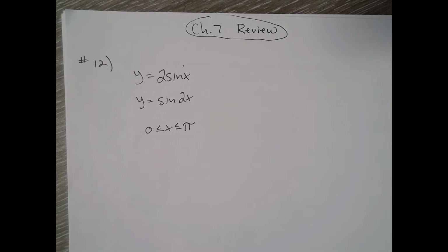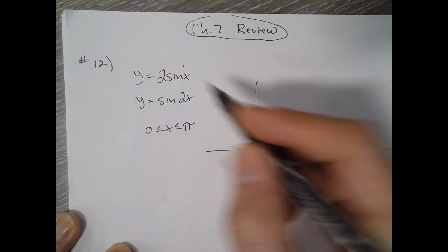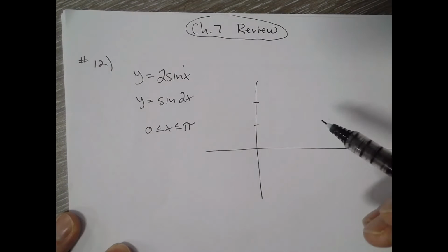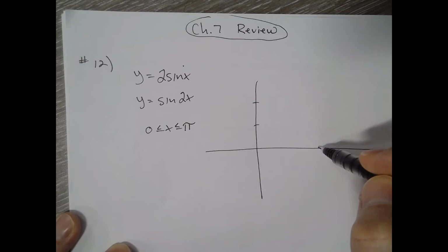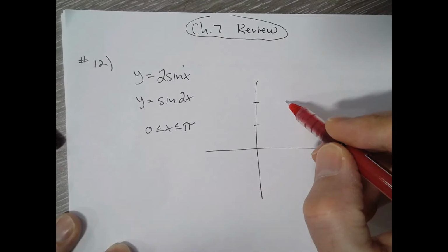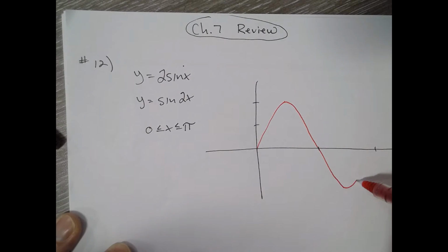Alright, Chapter 7, Review number 12. We're trying to find the area of the region enclosed by these lines and curves. So I'm going to make a little sketch. Y equals 2 sine x is just sine x, except it has an amplitude of 2. So it'll look like that.